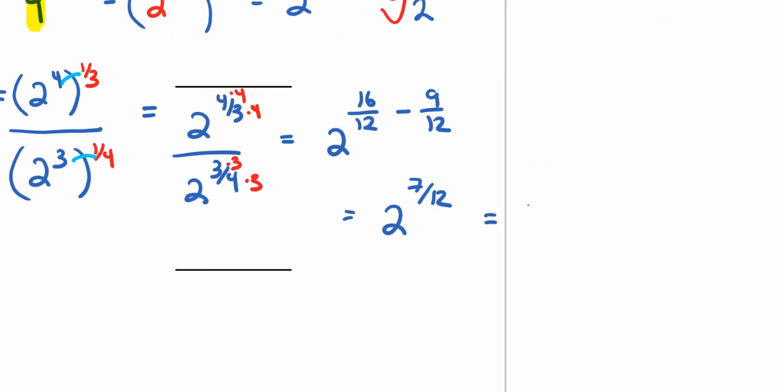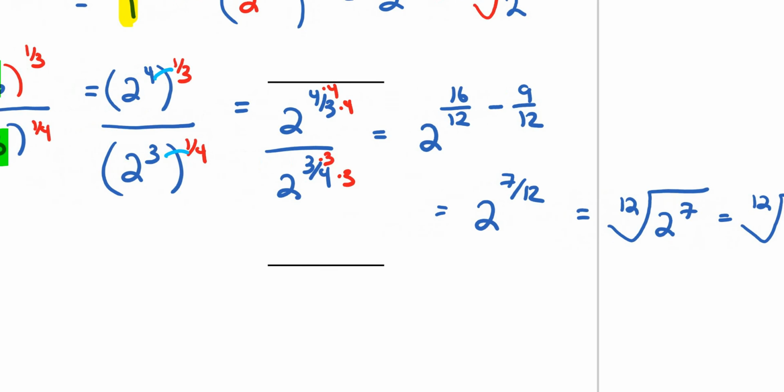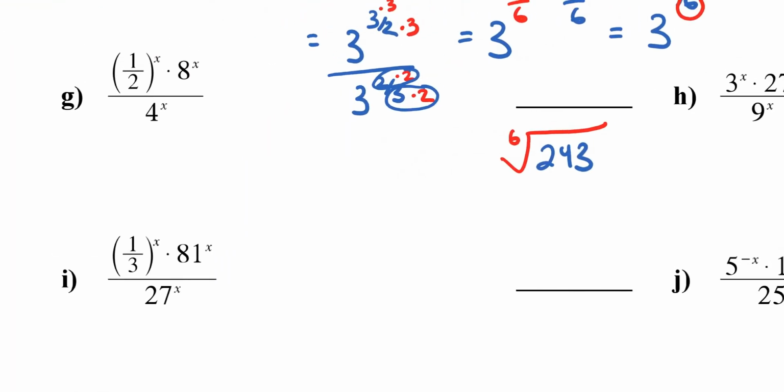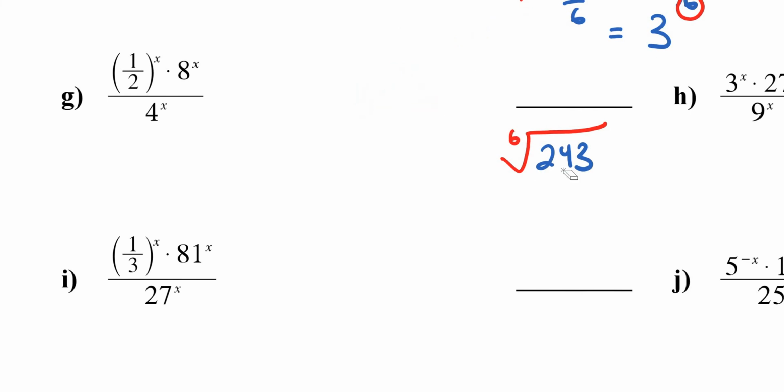And if I have to write that in radical form, the 12 is on the index, and then 2 to the power 7. And 2 to the power 7, if you can do that, that's going to be 128. So the 12th root of 128. Good. All right, let's move on to the next few questions here, the last 4 questions in this homework video guide.